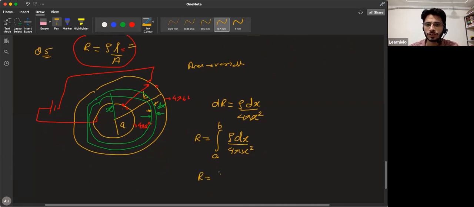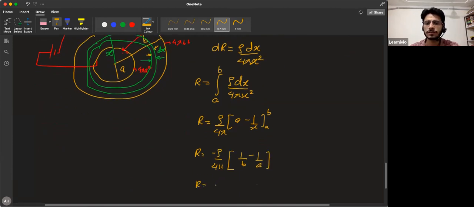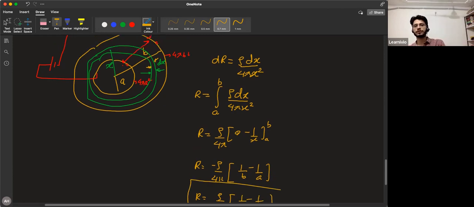So the resistance is rho by 4 pi. You can integrate it. Integral of 1 by x square is minus 1 by x. The limit is A to B. You can take this minus sign outside and write this as minus rho by 4 pi times 1 by B. Or you can take this negative sign inside and write this as rho by 4 pi times (1 by A minus 1 by B). To match the options, you can take the LCM on both sides.